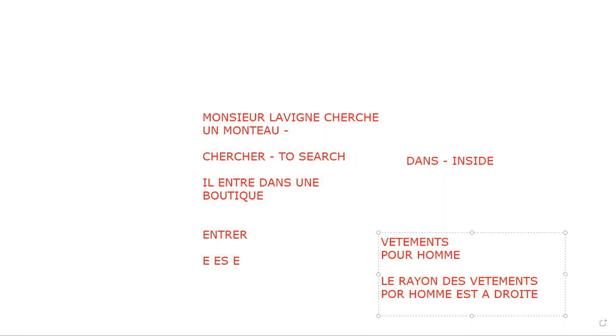Now, for example, listen to me very carefully, team. If I say le rayon, the department of clothing, of clothes, for a man, pour homme, is on the right, est à droite. What is à over here? À is my preposition, which is in, at, or to. Is to the right. À is my preposition, which is in, at, and to. Say clair.